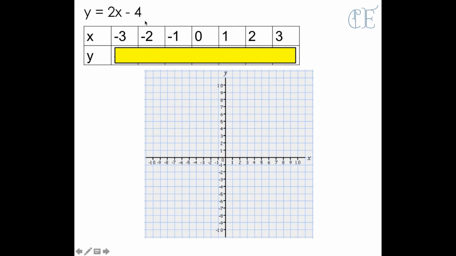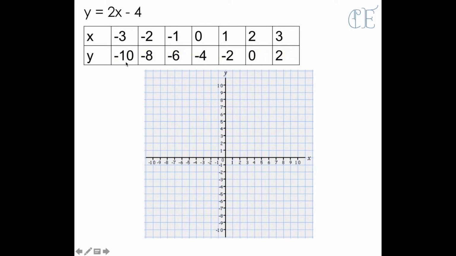So y equals 2x minus 4, and remember, all we have to do is substitute all of these numbers for x into the equation one at a time. So we have to do 2 times minus 3, which is minus 6, and then we have to minus 4. We do that for every single one of these, and we end up with minus 10, minus 8, minus 6, minus 4, minus 2, 0, and 2. That gives us all our values for y. So we'll put in all of our x's where we need to plot our points, and that makes us a nice straight line.